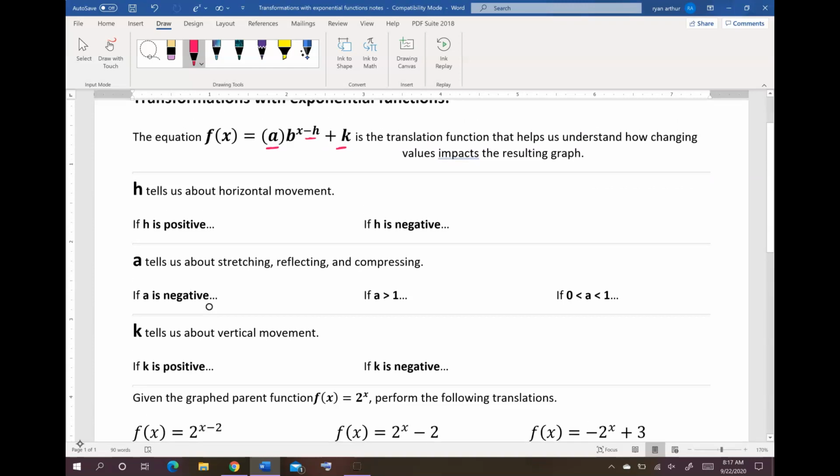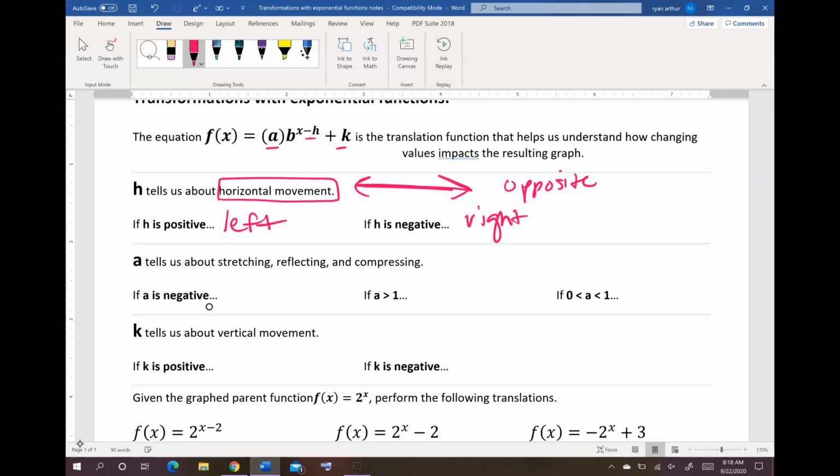So, h is about your horizontal movements, left to right. And remember, it's opposite of what you think. So if your h is positive, you're actually going to the left. And if your h is negative, you're going to the right.